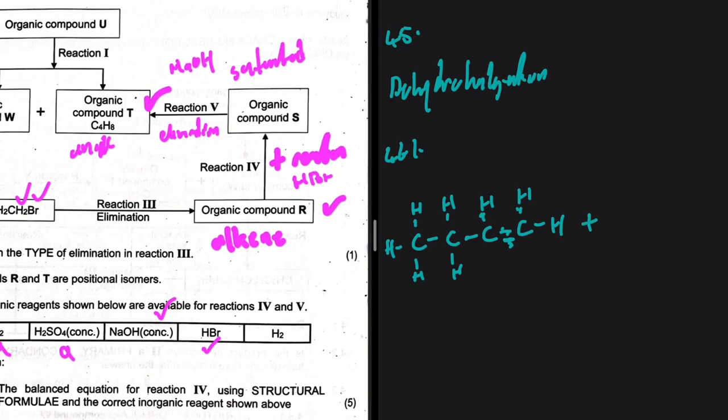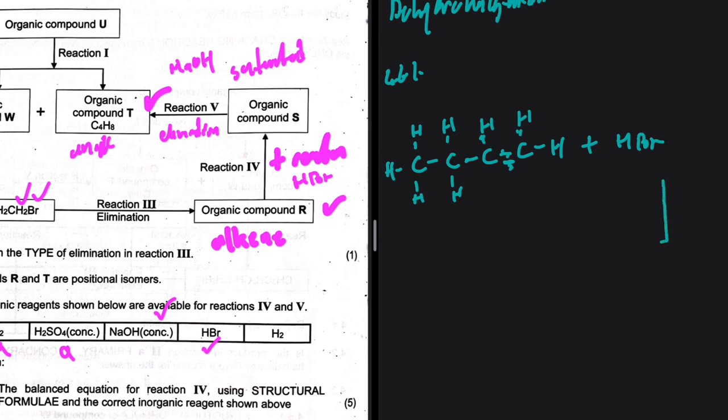And then we add HBr. Okay, when we add HBr, what are we gonna get? We're gonna get 1, 2, 3, 4, 5. So hydrogen. Now we need to use Markovnikov's rule to determine where the hydrogen is gonna go and where the bromine is gonna go. So where is the hydrogen gonna go? The hydrogen is gonna go to the carbon with the most number of hydrogens. That is Markovnikov's rule.